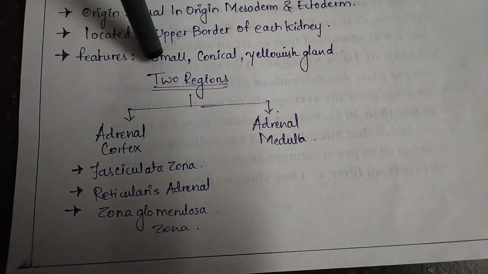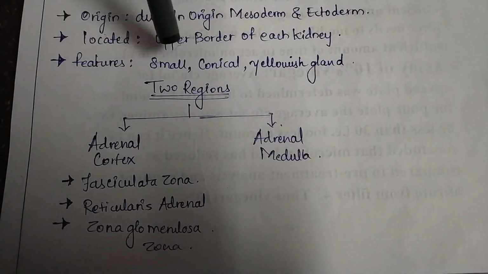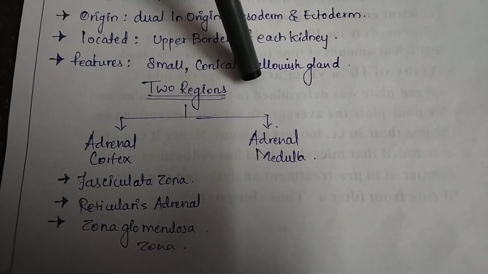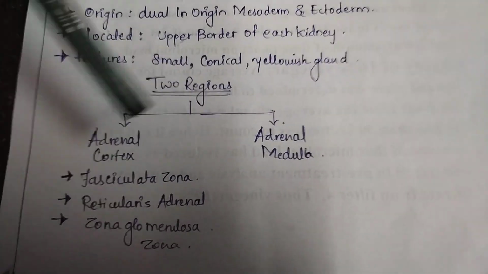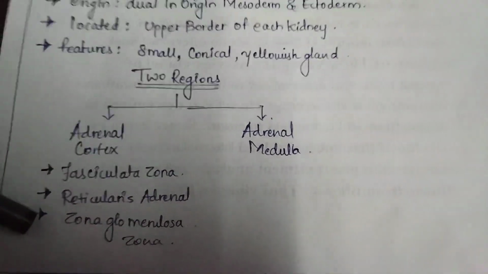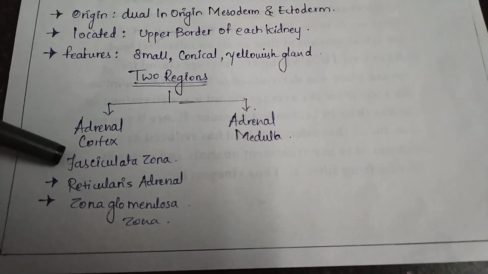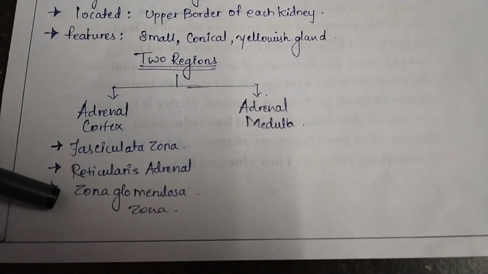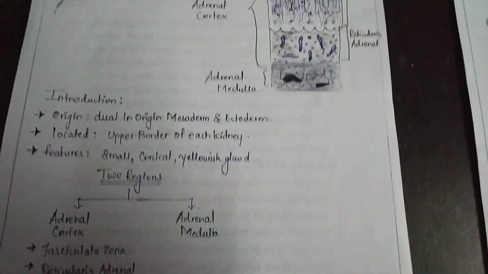Features: they are small, conical, yellowish glands. They have two regions, that is, an adrenal cortex and an adrenal medulla. The adrenal cortex is further divided into three parts: zona fasciculata, zona reticularis and zona glomerulosa. Now I'll show you what all these parts are.